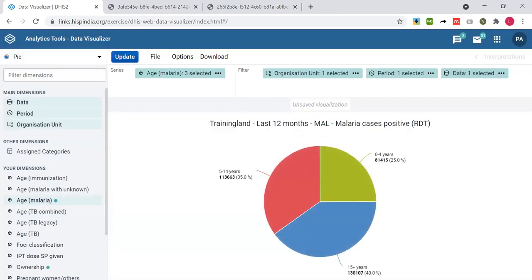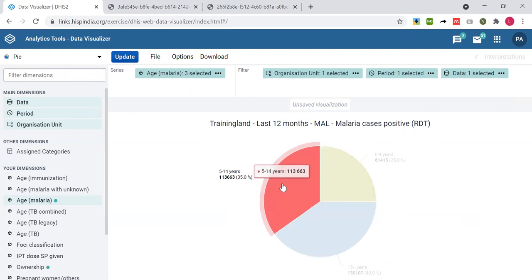Right, and this is what I get. So you can see now that we can only have one item in the series, and right now it's the disaggregation of positive cases. If you can remember, now we have three items for the filter, so that means whatever data is coming into this visualization will be from Training Land for the past 12 months, for malaria cases positive from RDT, and that has been disaggregated and visualized based on the three categories, which is represented under the series. Is that clear? So that's why we are seeing three of them. So basically, series determines which slices formulate the pie chart.